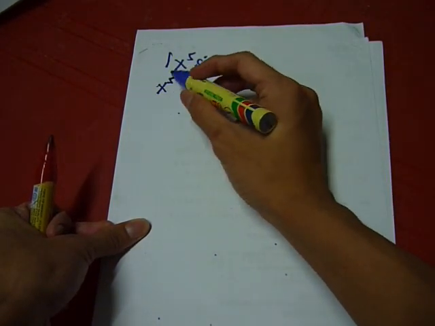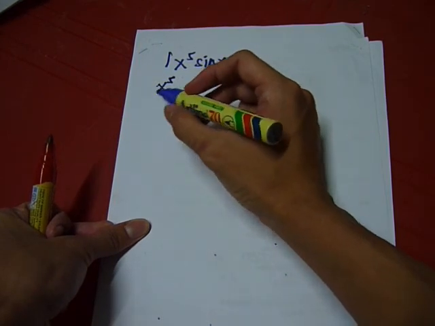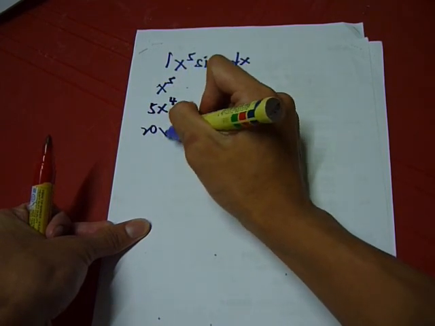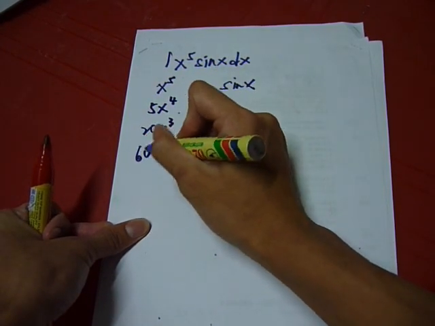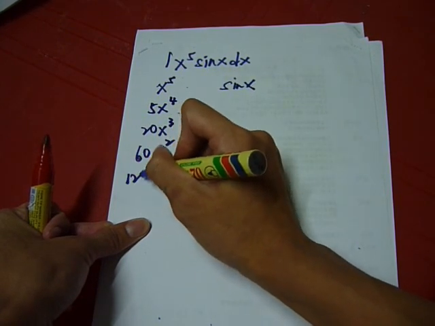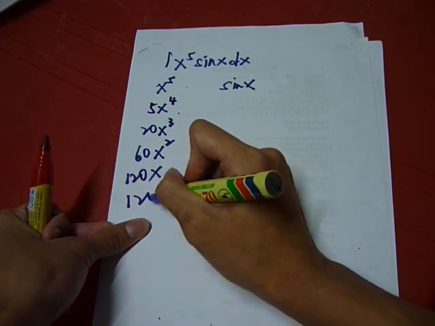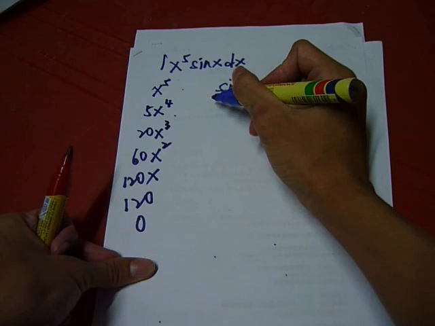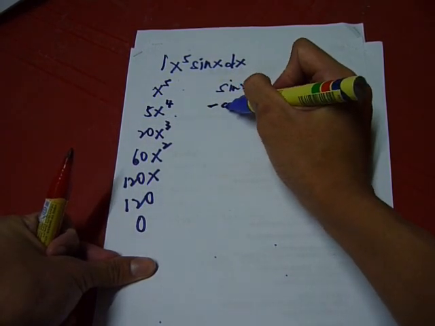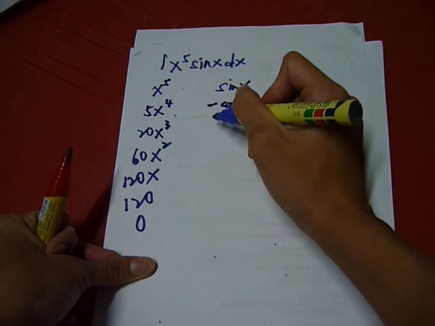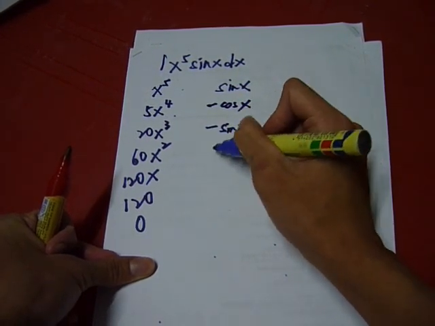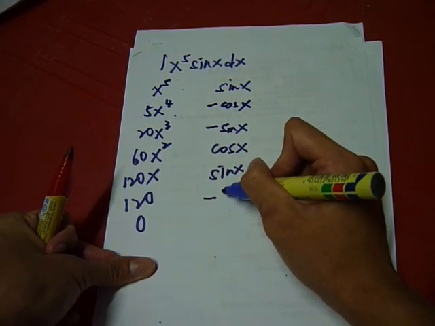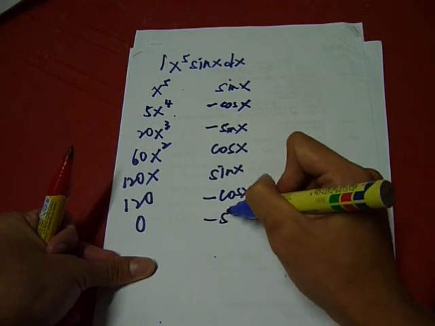So we differentiate x to the power of 5 until it becomes 0. So 5x to the power of 4, 20x to the power of 3, 60x to the power of 2, 120x, and 120, and 0. And we integrate sin x repeatedly. First, negative cos x, negative sin x, cos x, sin x, negative cos x, and negative sin x.